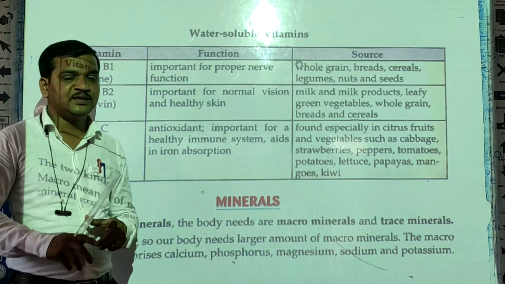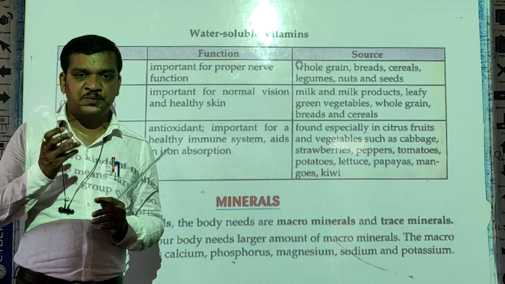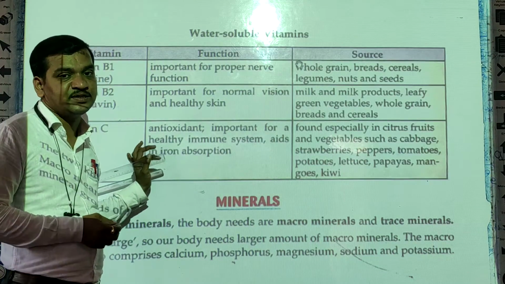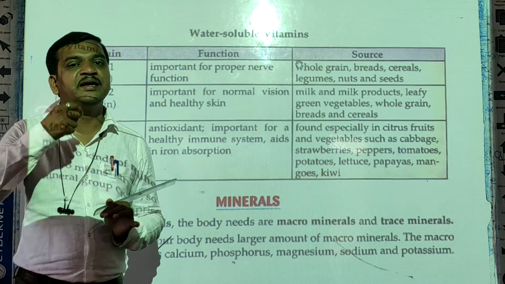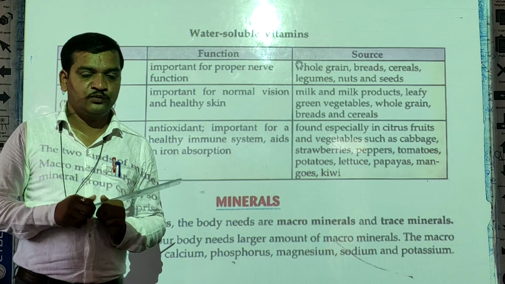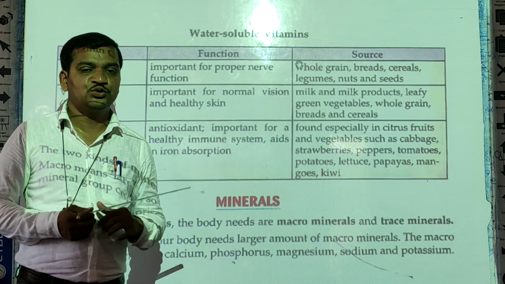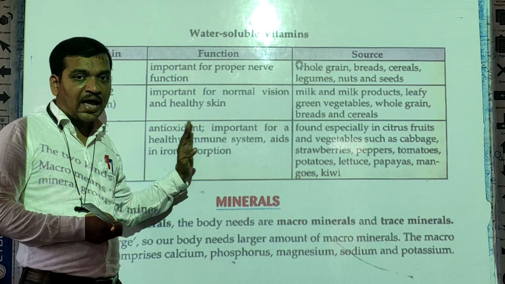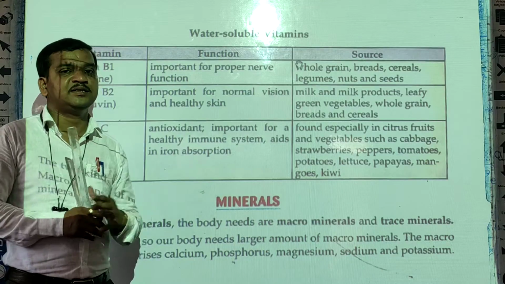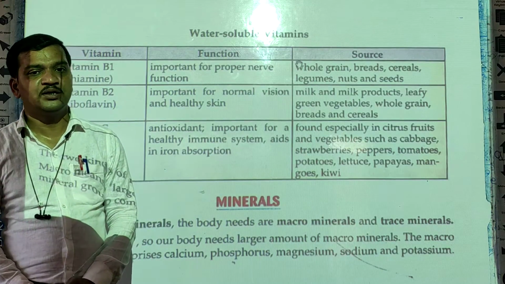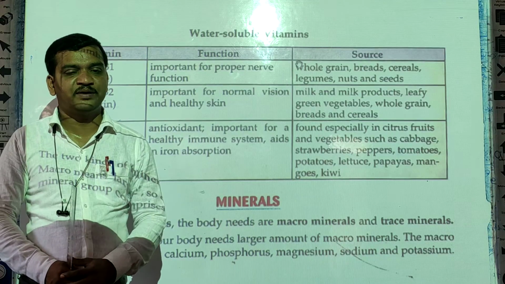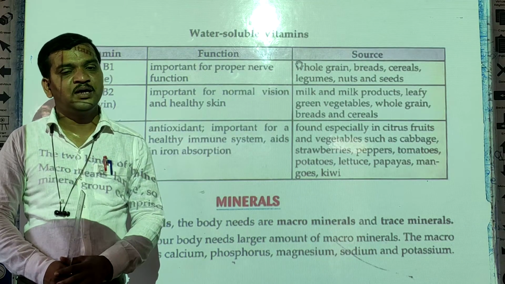Okay, and vitamin C is very important, especially for the skin also, and sometimes due to the deficiency of vitamin C, we can see bleeding from the gums while brushing. So you should have these food items to get vitamin C. I hope you understood the two kinds of vitamins: fat soluble vitamins and water soluble vitamins.